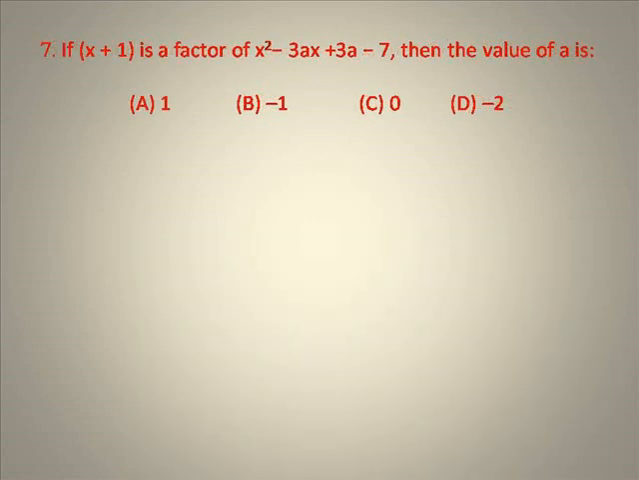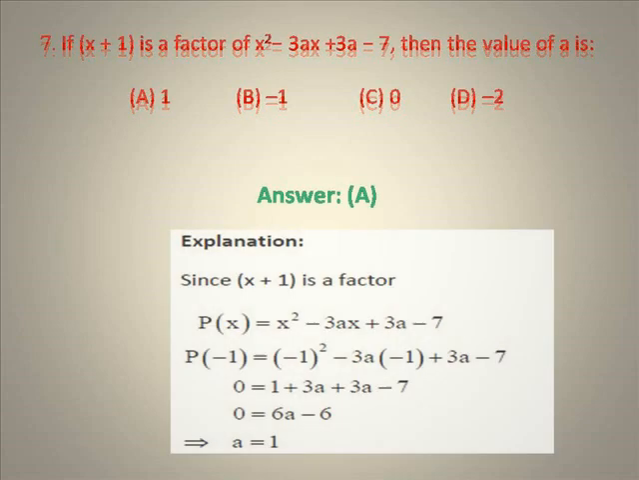7th question. If x plus 1 is a factor of x square minus 3ax plus 3a minus 7, then the value of a is. You have 4 options. So let's move to the answer. The answer will be 1. The value of a will be 1, that is option A. And you have the explanations.